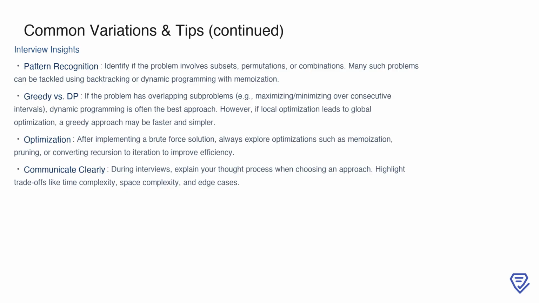Once you have a brute force solution, always look for ways to improve it. Techniques like memoization, pruning unnecessary branches, or converting recursive solutions into iterative ones can significantly enhance efficiency. Finally, clear communication is vital during an interview. As you decide on an approach, explain your thought process, including trade-offs like time complexity, space complexity, and how you plan to account for edge cases. This not only demonstrates your understanding but also helps interviewers follow your logic.